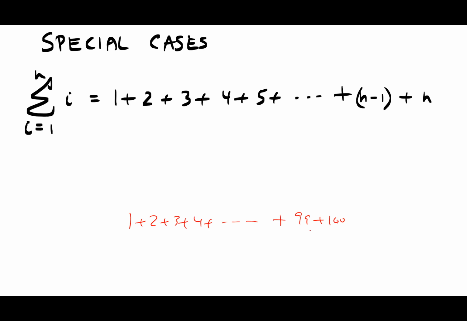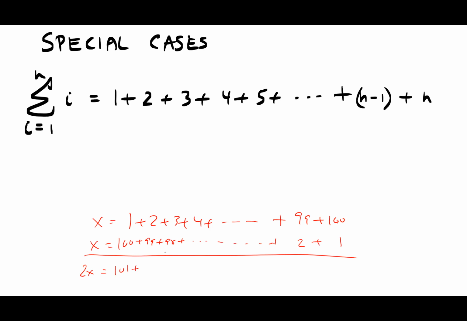So then the question is, hold on, if I were to just say this is n, or x in this case, and I were to flip it around, because really you get the same thing, don't you? 100, 99, 98, all the way out, you're going to eventually get 2 plus 1. That's cool. So hold on, what happens here? I get 2x, right? But I get 101 plus 101 plus 101. How many times?